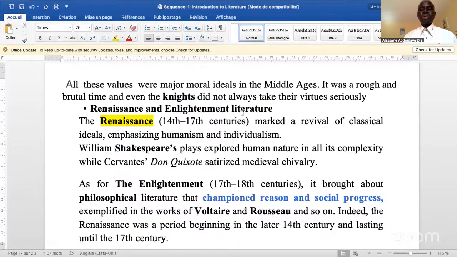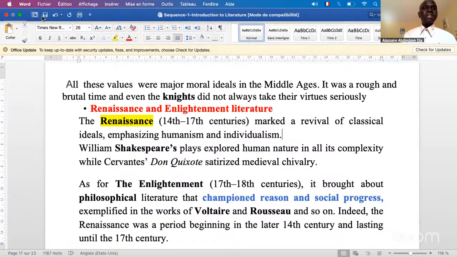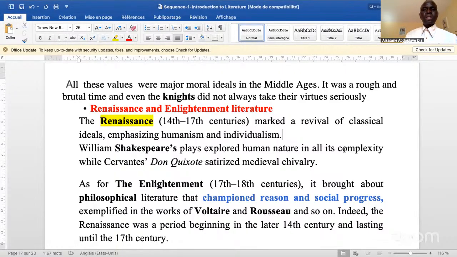So, Renaissance. Now when we talk about the Renaissance and the Enlightenment, c'est la Renaissance et le siècle des Lumières. Renaissance, Enlightenment literature. Let us start with the Renaissance. The Renaissance happened between the 14th and 17th centuries. And the Renaissance marked the revival of classical ideals, emphasizing humanism and individualism. What does it mean? Revival, la Renaissance, of classical ideals. It emphasizes humanity and also individualism.